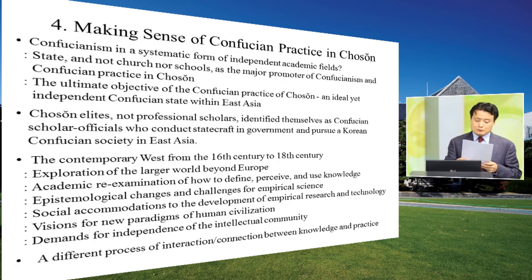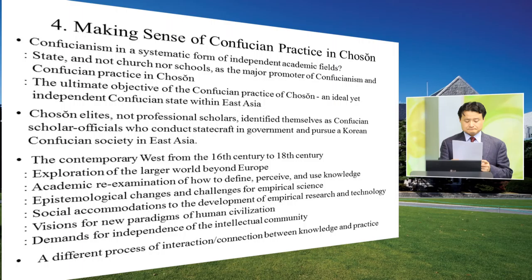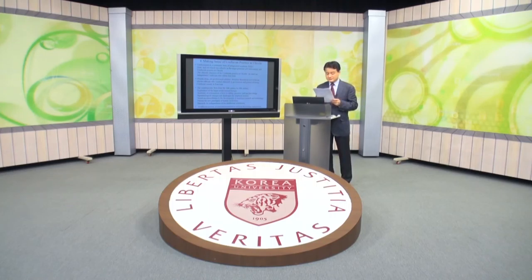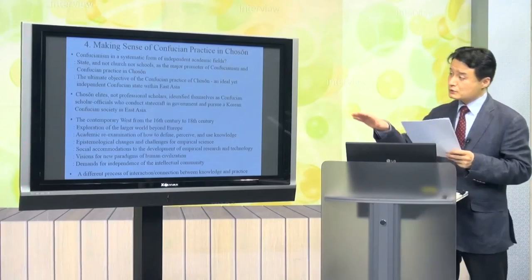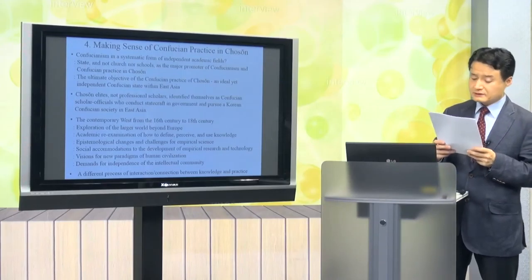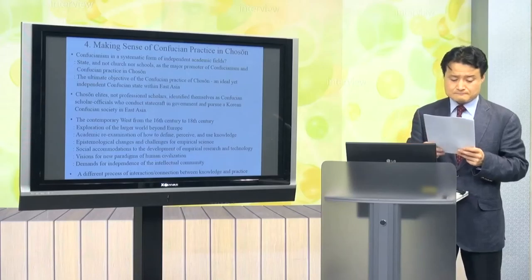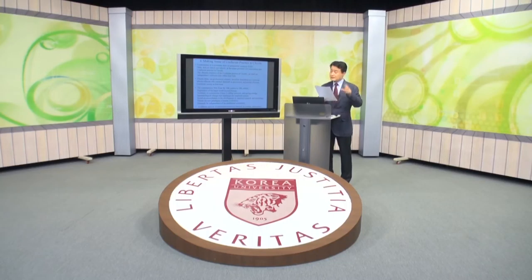In terms of academic re-examination of how to define, perceive, and use knowledge. In terms of epistemological changes and challenges for empirical science. In terms of social accommodations to the development of empirical research and technologies. In terms of visions for new paradigms of human civilizations. In terms of demands for independence of the intellectual communities. All these phenomena were taking place in the West, in Europe, during this period. But these phenomena are not what happened in Joseon.